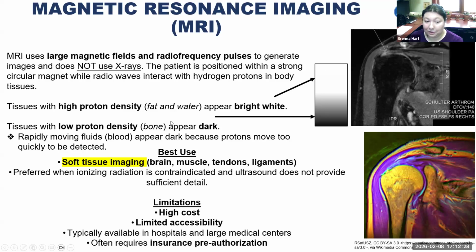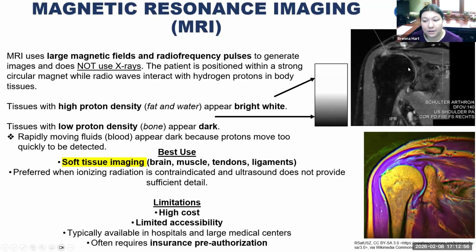On the other hand, though, we do have low proton density tissues. So bone, there's not a lot of proton interaction there. So it's going to appear dark. It should also be noted this can't be used for moving fluids because blood flow is moving too fast. The protons are moving too quickly to be detected. And again, this can be processed by a computer. So obviously muscles aren't purple, but you can adjust, enhance, highlight, whatever you need to look at various things.